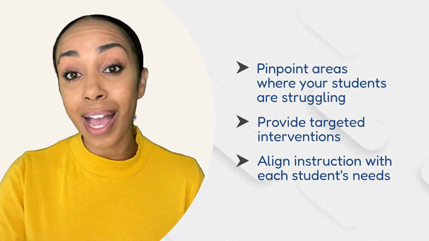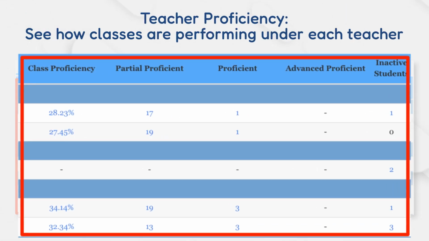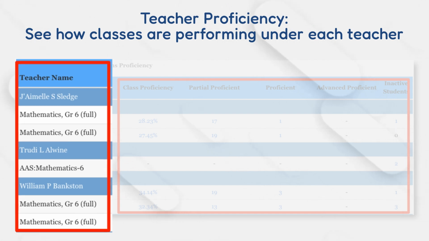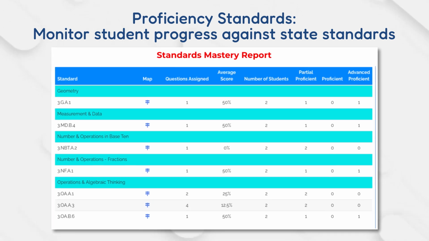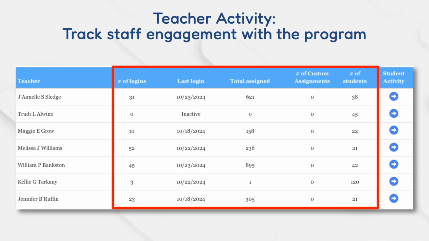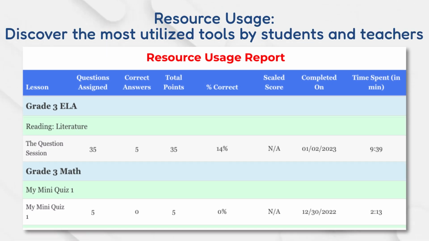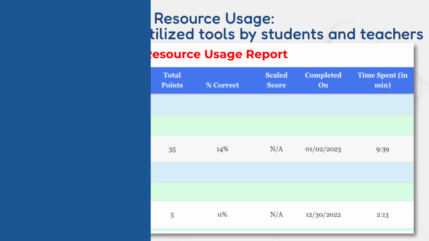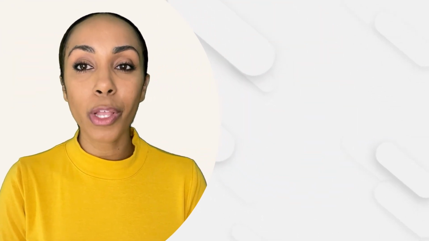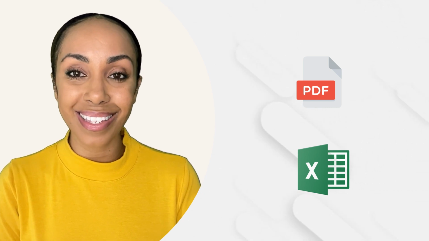more effective learning outcomes. Additional reports include teacher proficiency. See how classes are performing under each teacher. Proficiency standards. Monitor student progress against state standards. Teacher activity. Track staff engagement with the program. Resource usage. Discover the most utilized tools by students and teachers. All reports are downloadable in PDF or Excel format for easy sharing and deeper analysis.